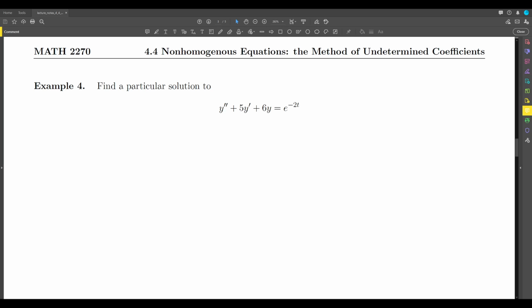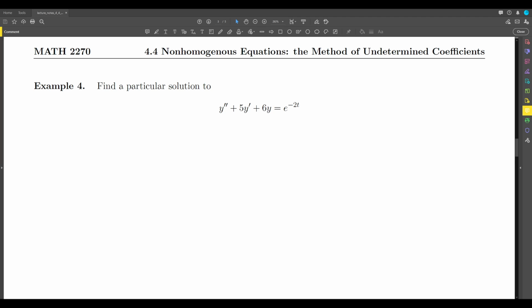Now, in the previous video, you may have noticed that I did not try to generalize the solution when the right-hand side is a power of e. And the reason is that there is a tricky part that we have to worry about. I'll try to illustrate that with the following example. So let's try to find a particular solution to the differential equation y double prime plus 5y prime plus 6y equals e to the power negative 2t.